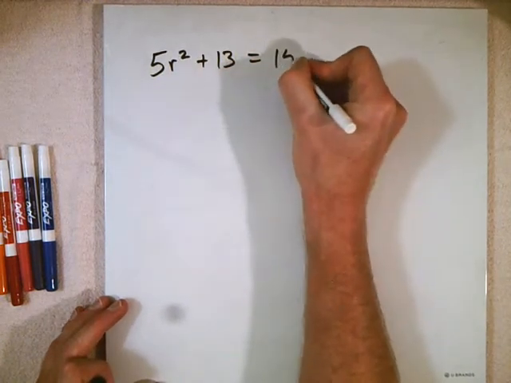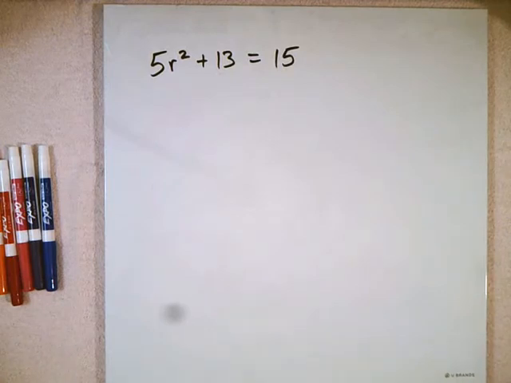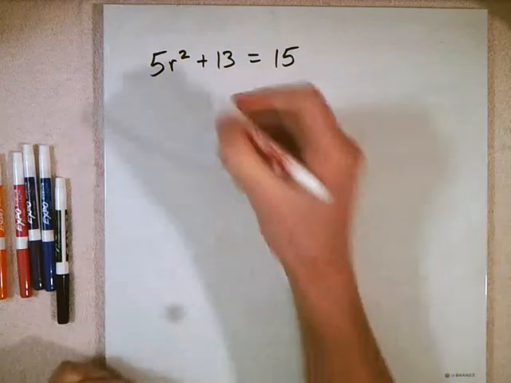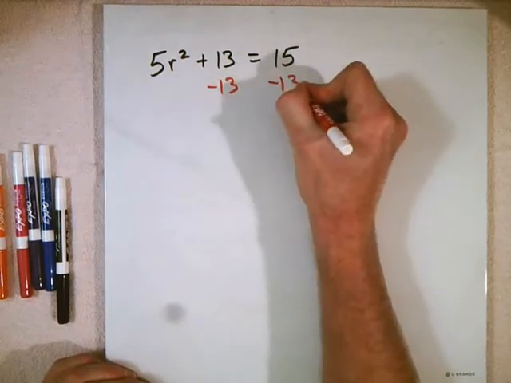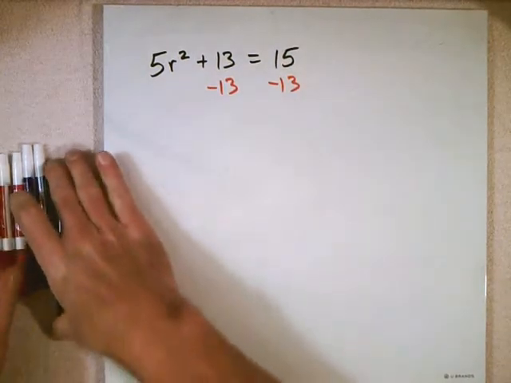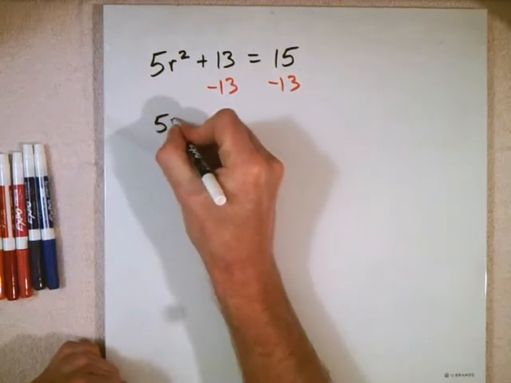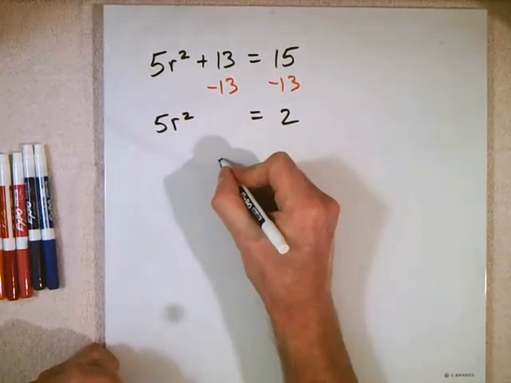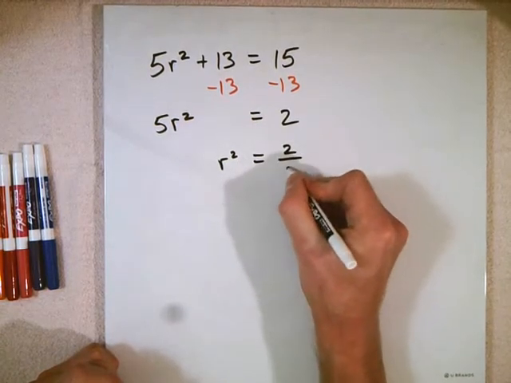So like the previous problem, we're going to get the r squared by itself. That's not too hard to do. So let's move the 13 over to get started with that. That gives us 5r squared equals 2. Then divide both sides by 5. Now we've got the r squared by itself. And like we did on the last problem, let's take the square root of both sides.